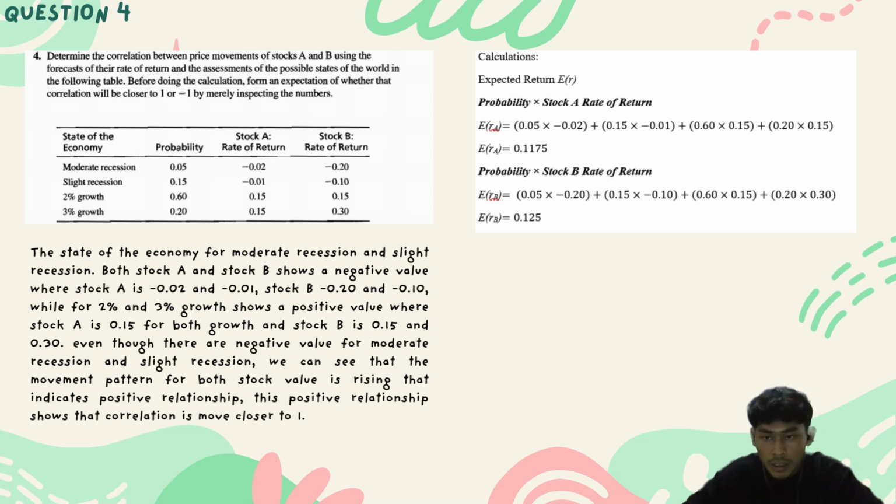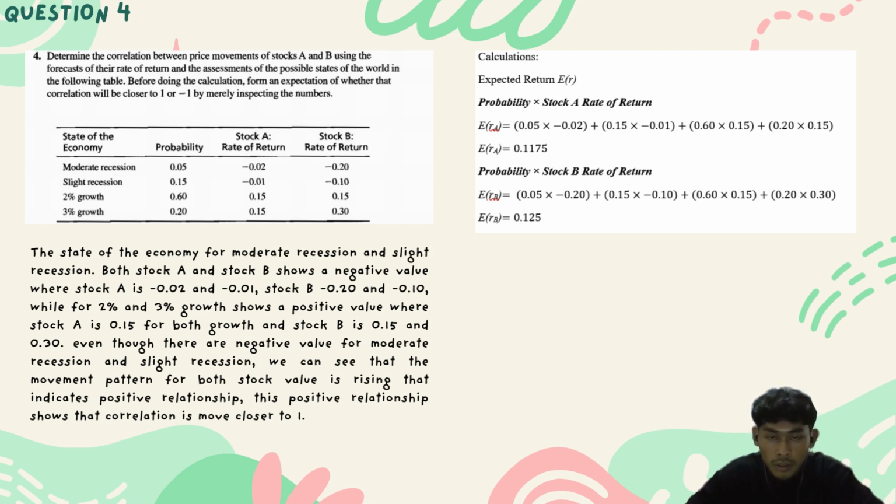So my answer is, for the state of the economy of moderate recession and slight recession, both stock A and stock B show a negative value, where stock A is -0.02 and -0.01, and stock B is -0.20 and -0.10. While for 2% and 3% growth, they show a positive value, where stock A is 0.15 for both growth and stock B is 0.15 and 0.13. Even though they are negative for moderate recession and slight recession, we can see that the movement pattern for both stock values is rising. That indicates a positive relationship. This positive relationship shows that the correlation is closer to 1.